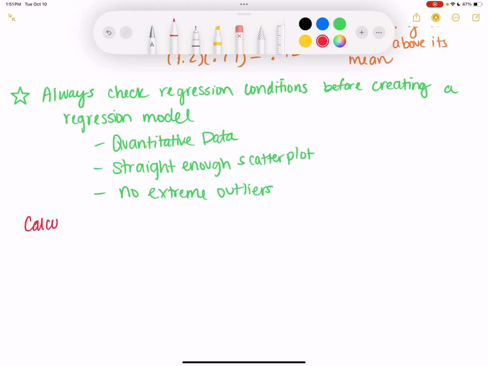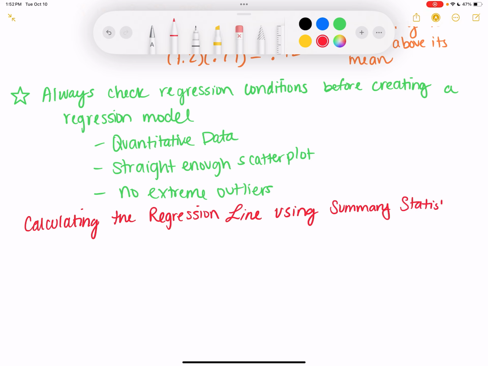Calculating the regression line. Josh, are you caught up with this? Almost. Okay. Sorry, you know I'm kidding. Kind of. All right, calculating the regression line using summary statistics.